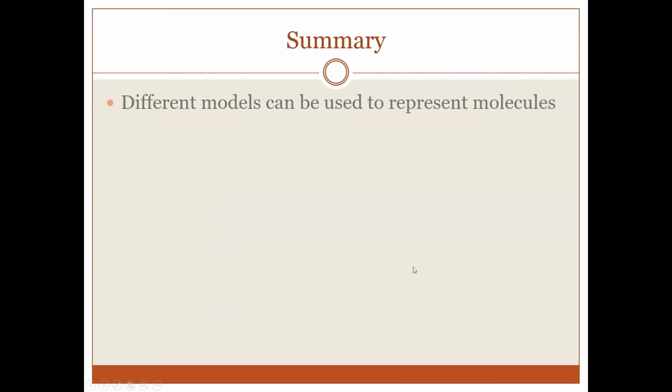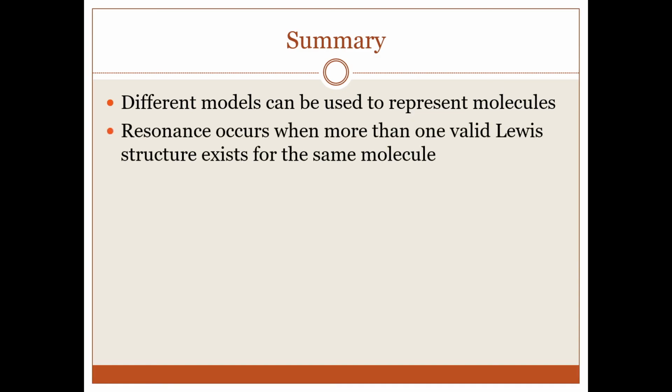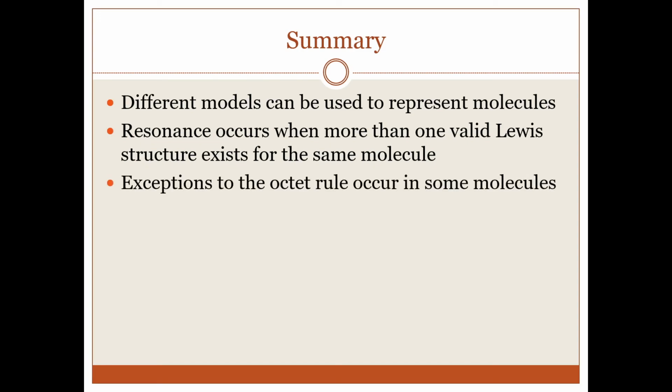So for a summary, different models can be used to represent different molecules. Resonance occurs when more than one valid Lewis structure exists for the same molecule, and exceptions to the octet rule also occur in some molecules.